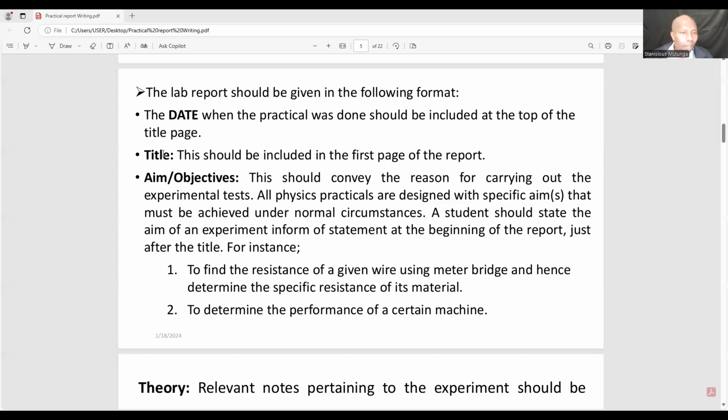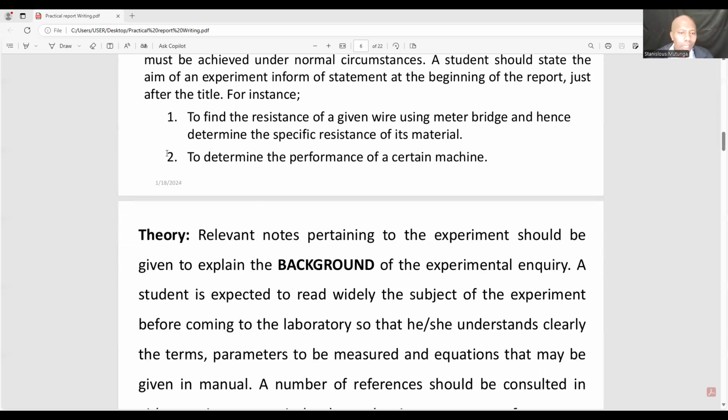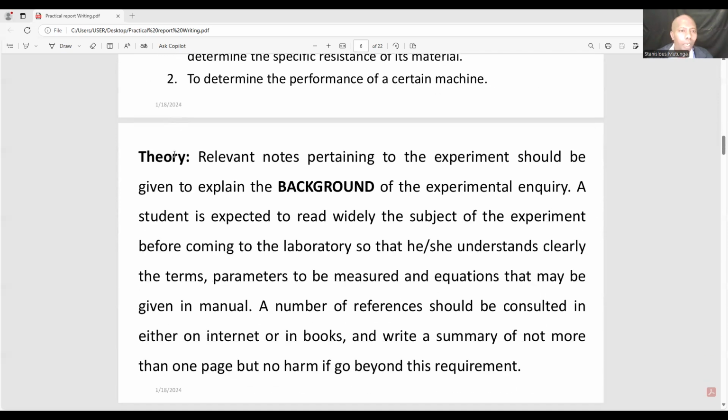After having the title and the objectives, now you go to the theoretical background, or the theory. This gives you the relevant notes pertaining to the experiment which you are doing. You are trying to explain the background of the experimental inquiry, and you are expected to read widely on the subject of the experiment before coming to the laboratory. You can remember very well, I told you such a thing. Read widely. Try to understand what you are coming to do in the laboratory.